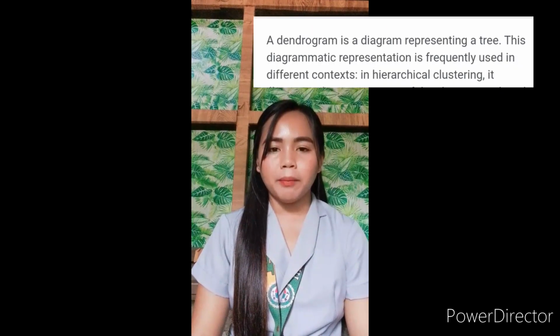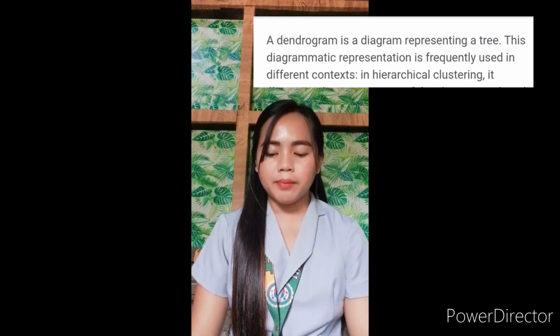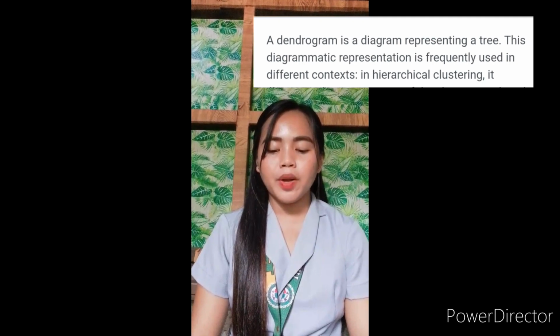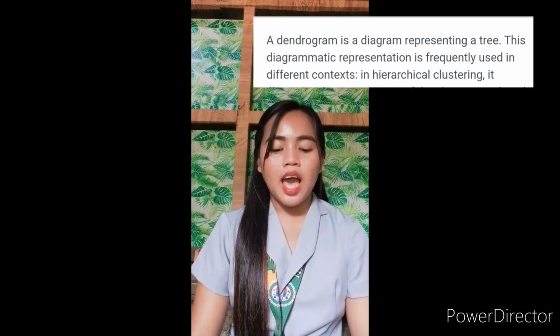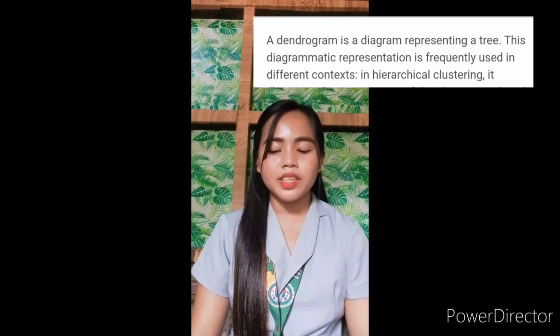The outcome is represented graphically as a dendrogram. A dendrogram is a diagram representing a tree. This diagrammatic representation is frequently used in different contexts. Example of a dendrogram.